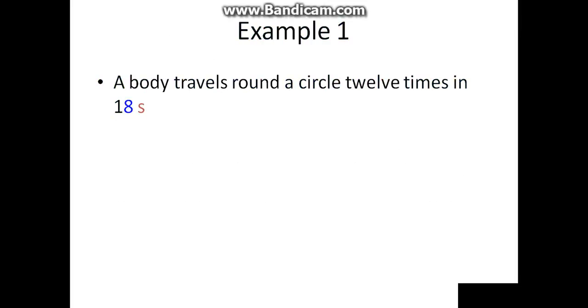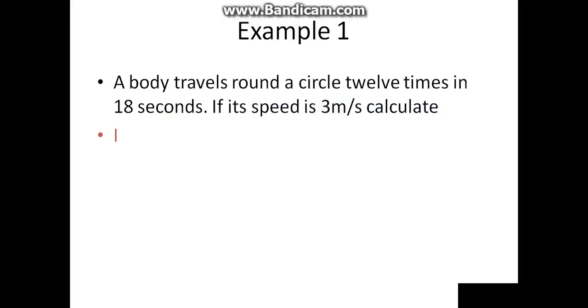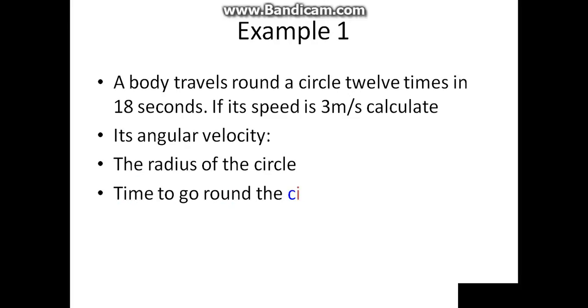Example 1. A body travelled round a circle 12 times in 18 seconds. If its speed is 3 meters per second, calculate its angular velocity and the radius of the circle. The time to go round the circle once is equal to 18 over 12 seconds. Solution.